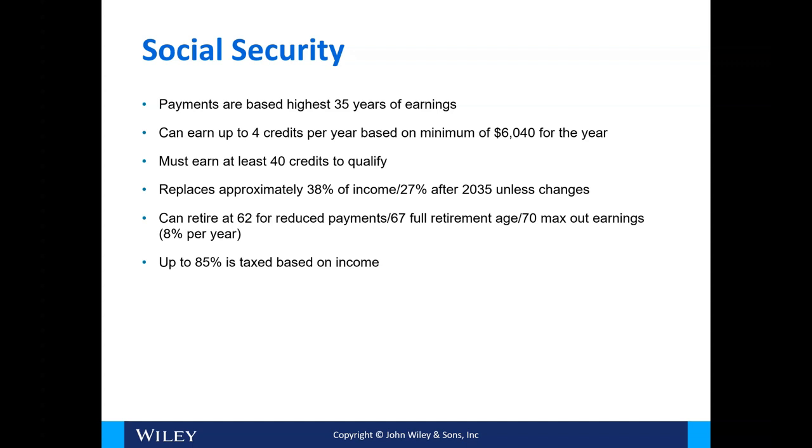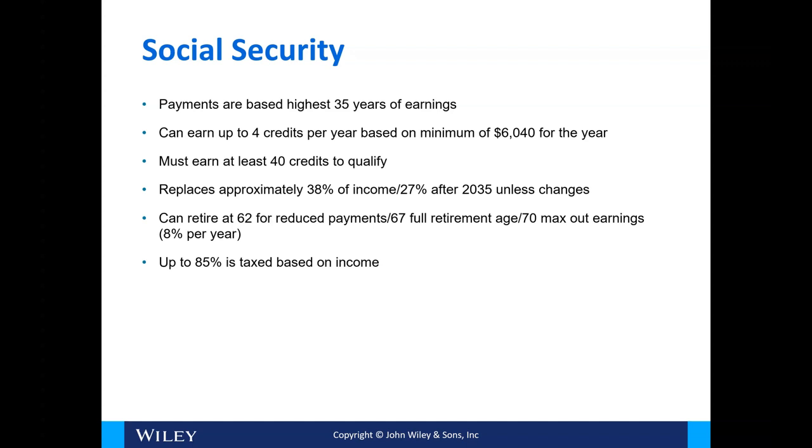You have to earn a minimum of 40 credits, but you can earn a credit if you make $1,510 a quarter. And so after 40 credits, you qualify. So basically 10 years of where you're making at least $1,510 each year. And that probably will increase over time.